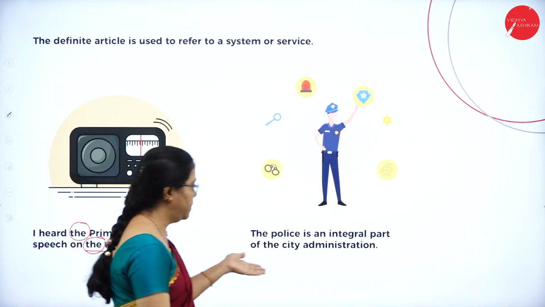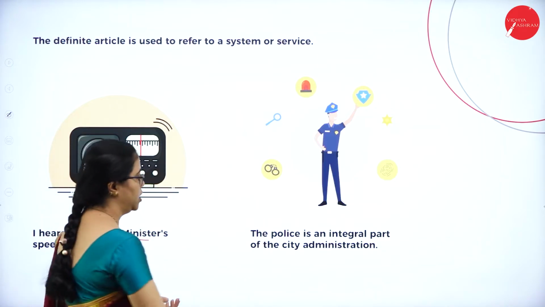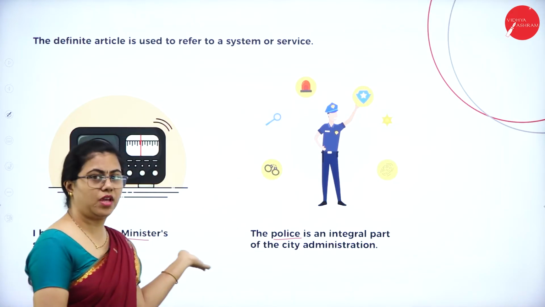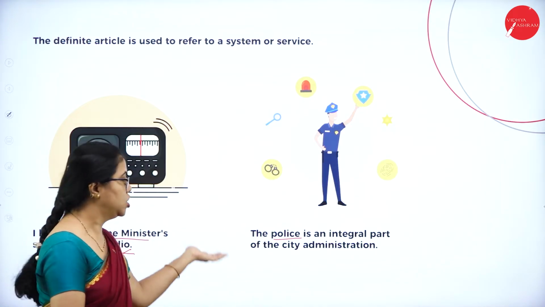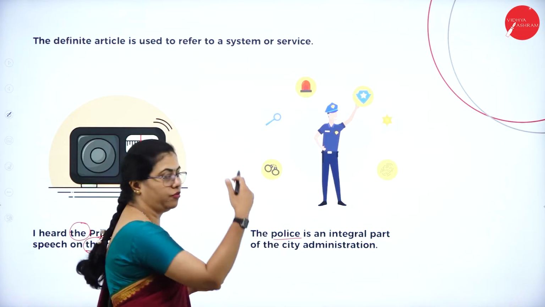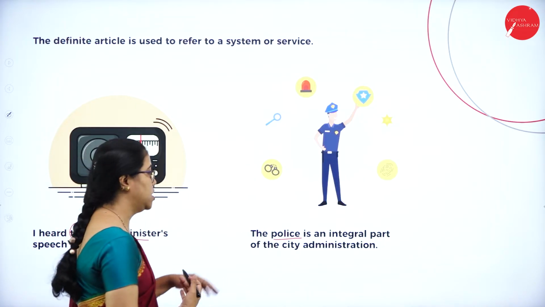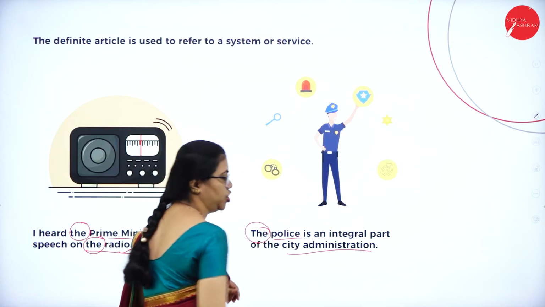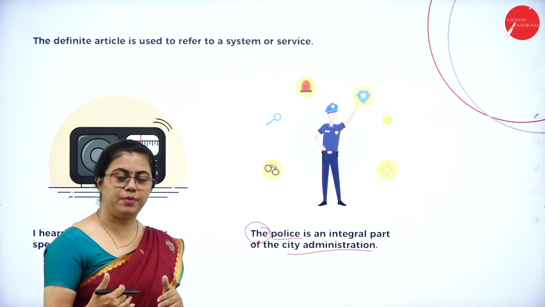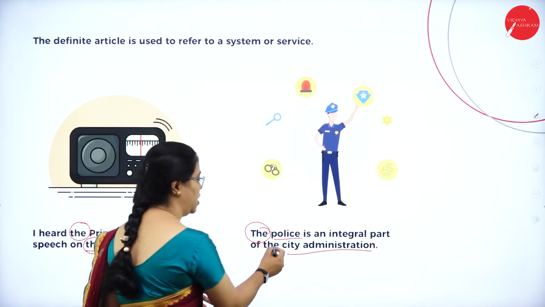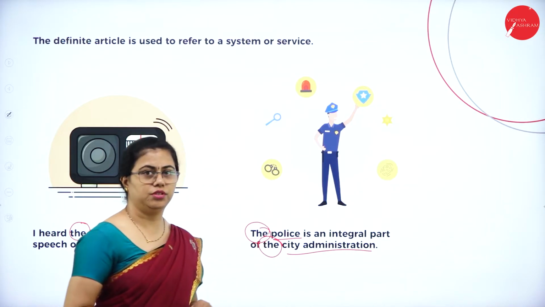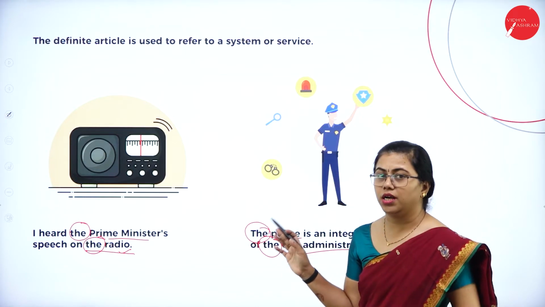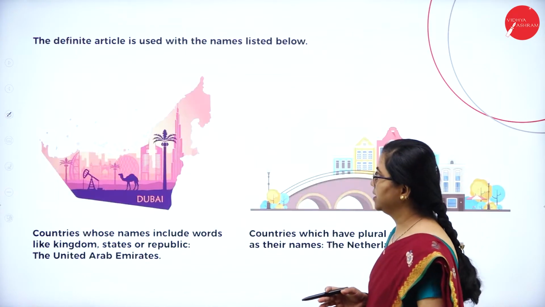Again another example, the police is an integral part. So we are talking about something that is a system. A service we are offering, that is radio service, radio system, whatever. So the police is a system that functions, the administrative system that functions. So the police I have referred to, and here I am using the definite article. City administration is also a kind of administration that happens. It's a system that is working. So here also I have used the definite article the. This is how you use definite articles when we are talking about a system or a service. Okay, so we'll go further now.